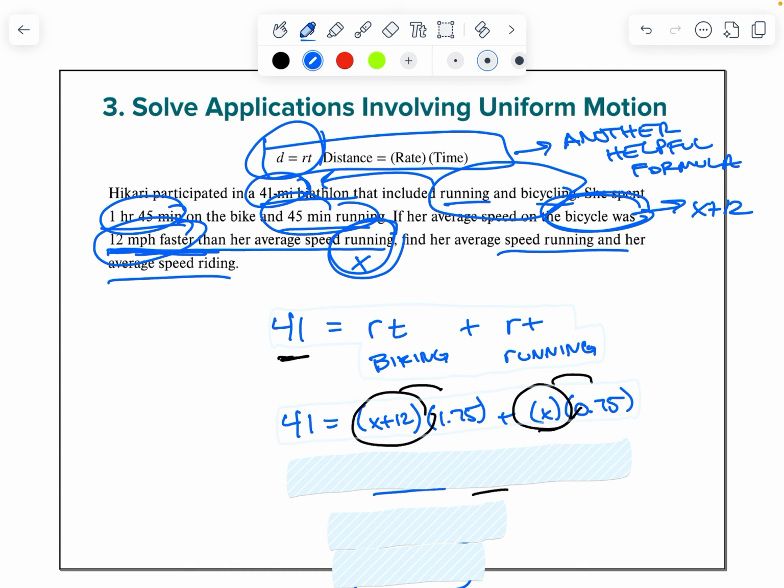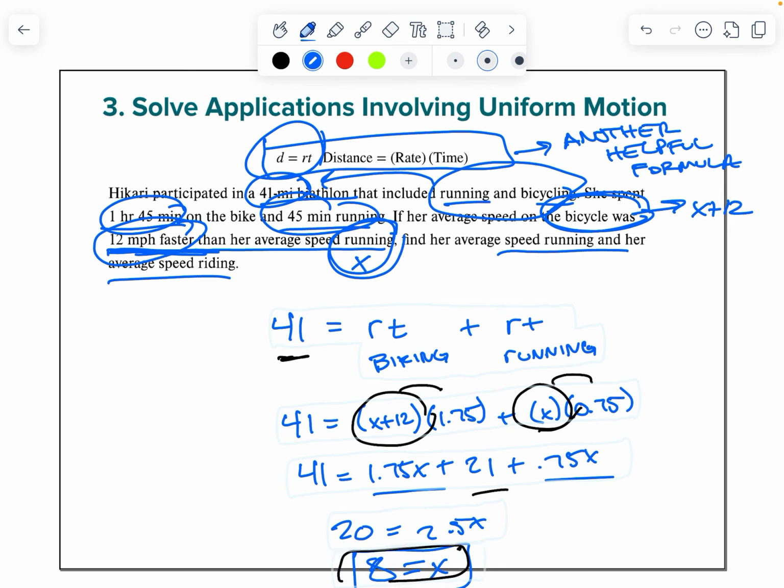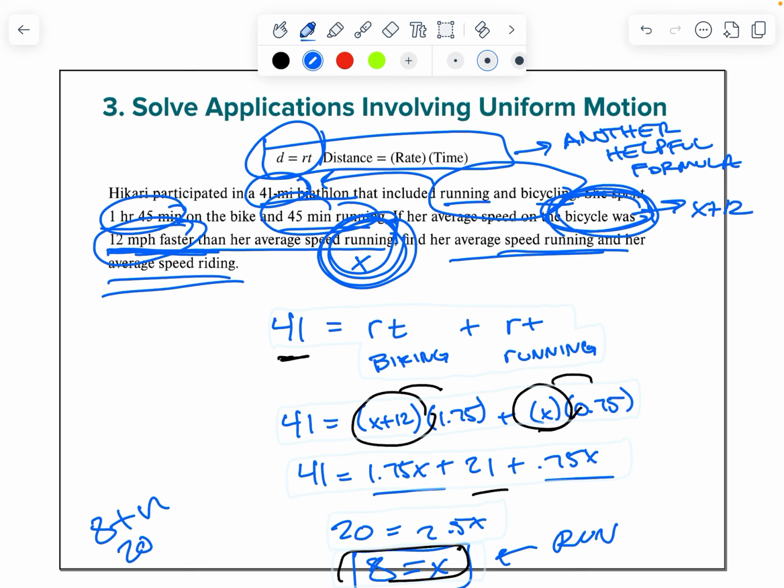The same process as before. We can distribute, subtract numbers to one side, variables to the other side, and divide to get a final answer. We get x equals 8, and we sort of need to analyze this. We said that running is x, right? So this is her running speed. We want to know her average speed running and her average speed riding. We said biking was x plus 12, right? So that would be 8 plus 12 would be 20. Biking.